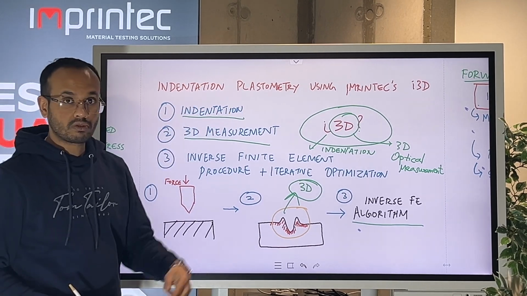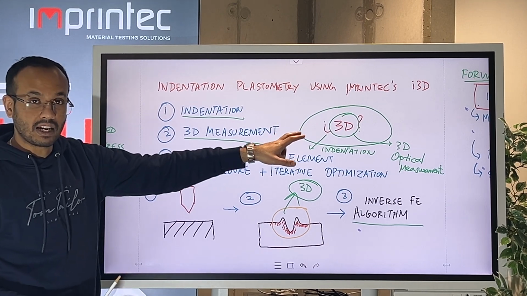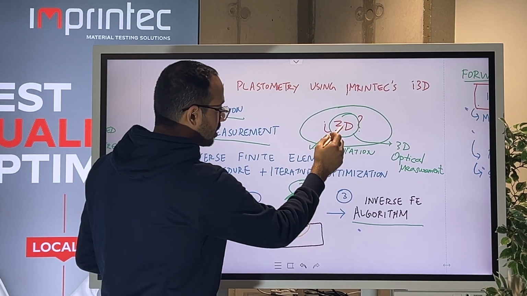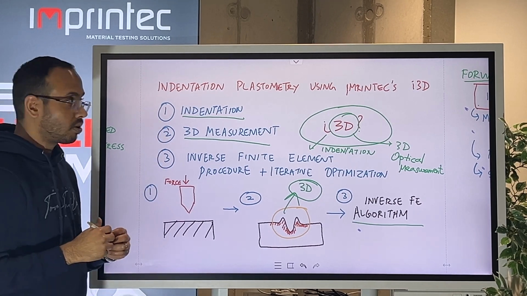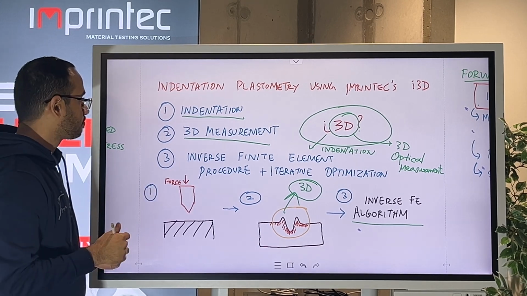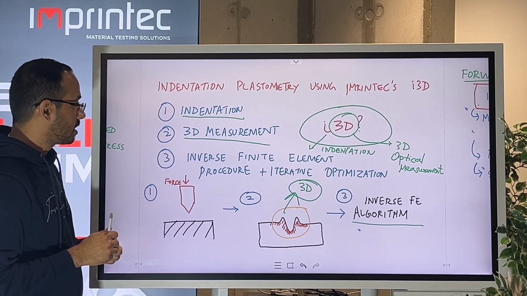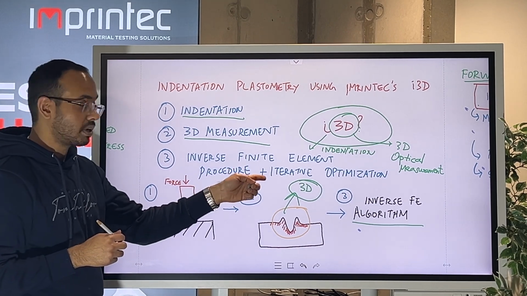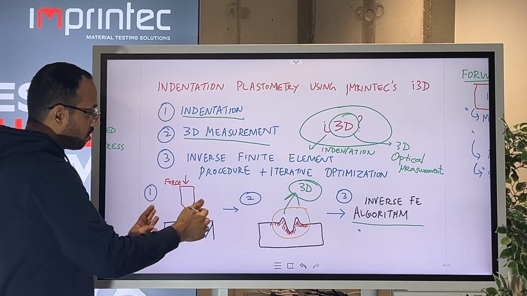What is indentation plastometry using Imprintec's i3D method? And what does the term i3D stand for? The I in i3D stands for indentation, and 3D stands for 3D optical measurement. We'll describe to you why. Because this whole indentation plastometry has basically three important steps. The first step is indentation. The second step is 3D measurement, and the third step is an inverse finite element procedure in combination with iterative optimization. Let us first understand all of these steps.